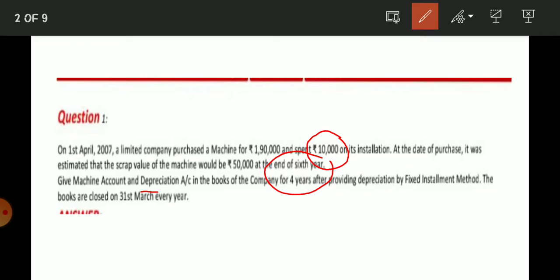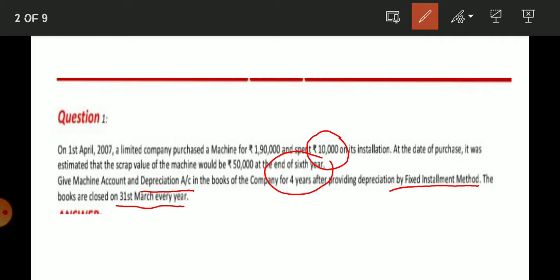Now, the depreciation account is not to be prepared in the books of the company for 4 years after providing depreciation by the fixed installment method, that is, the straight line method. The books are closed on 31st March every year, as you know, the accounting period.